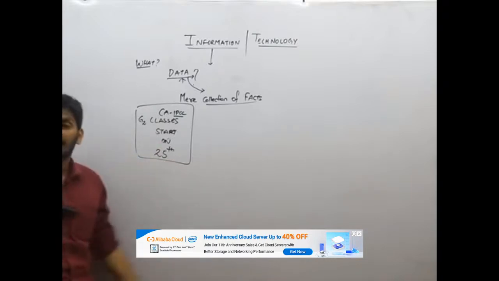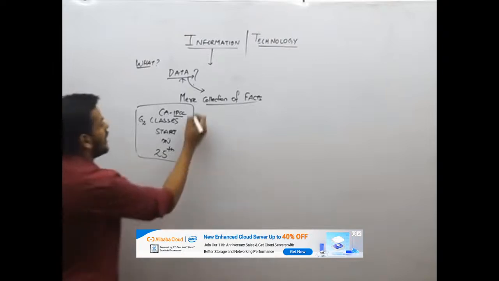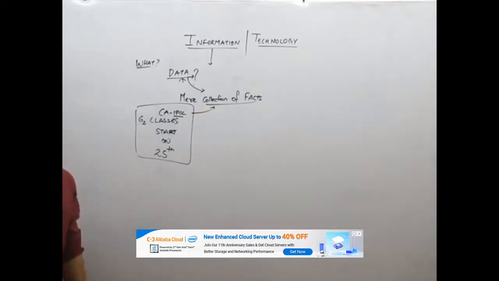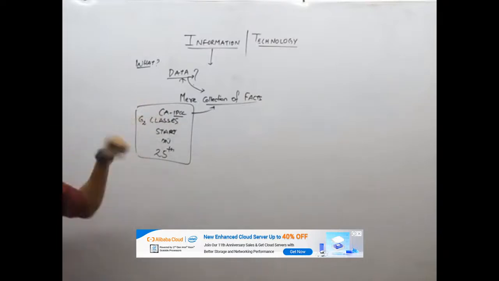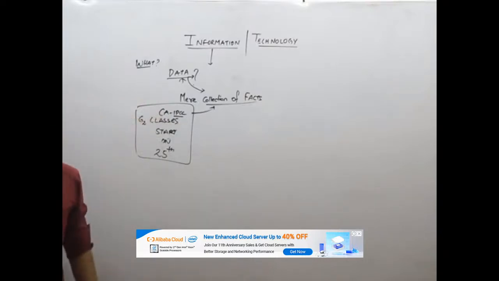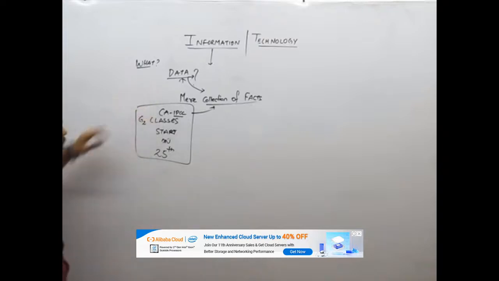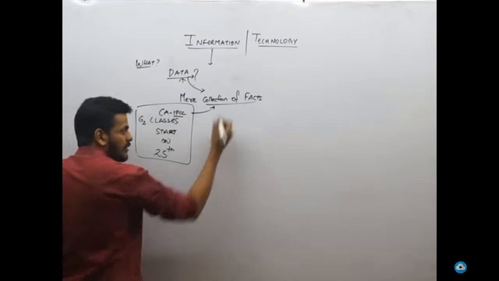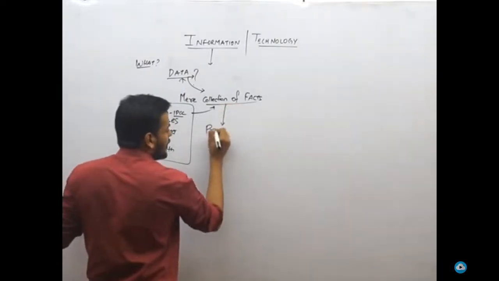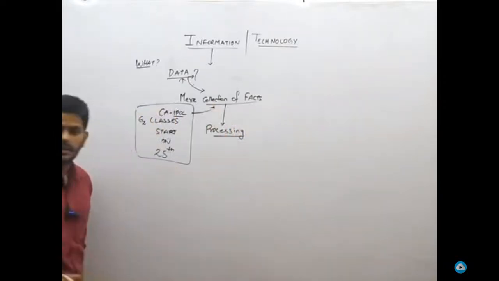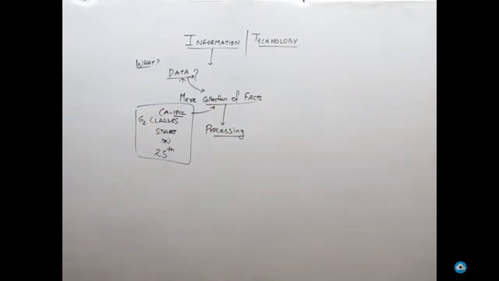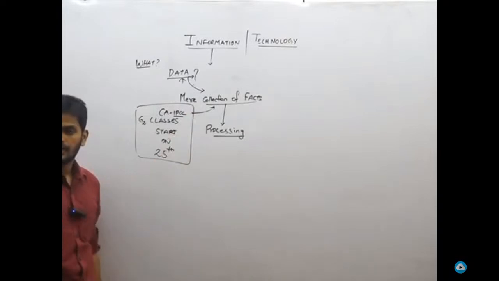Somewhere some group 2 class is starting. So all these mere collection of facts are what? Data. But when you add something to it which makes it more meaningful, what will it become? It becomes information. So guys, from data, which is a mere collection of facts, if I am processing it, then that activity is called data processing, which makes information.